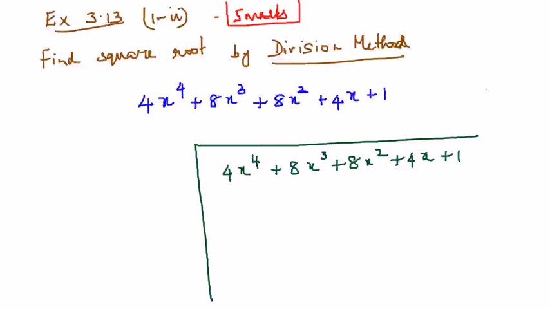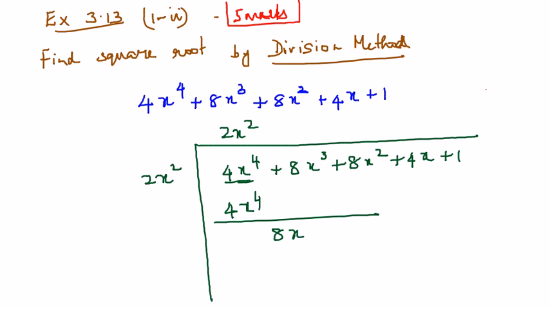So first, we have to take the first term, 4x squared, x power 4. So what is its square root? 2x squared, right? So we write 2x squared here, 2x squared here. You multiply this, you get 4x power 4, right? And this is 8x cube plus 8x squared.